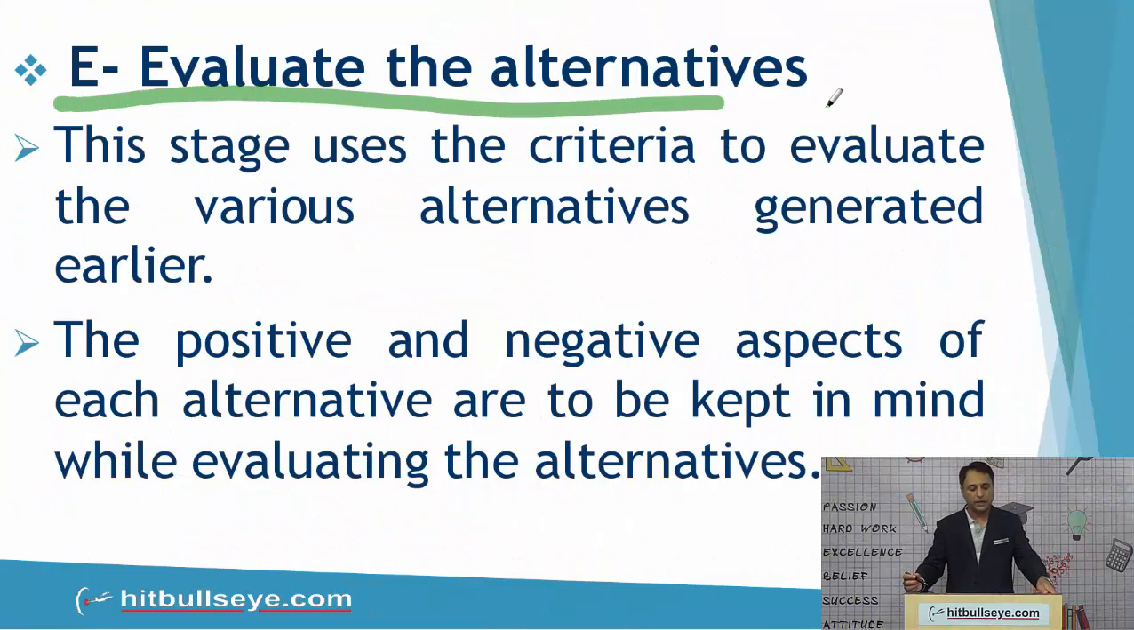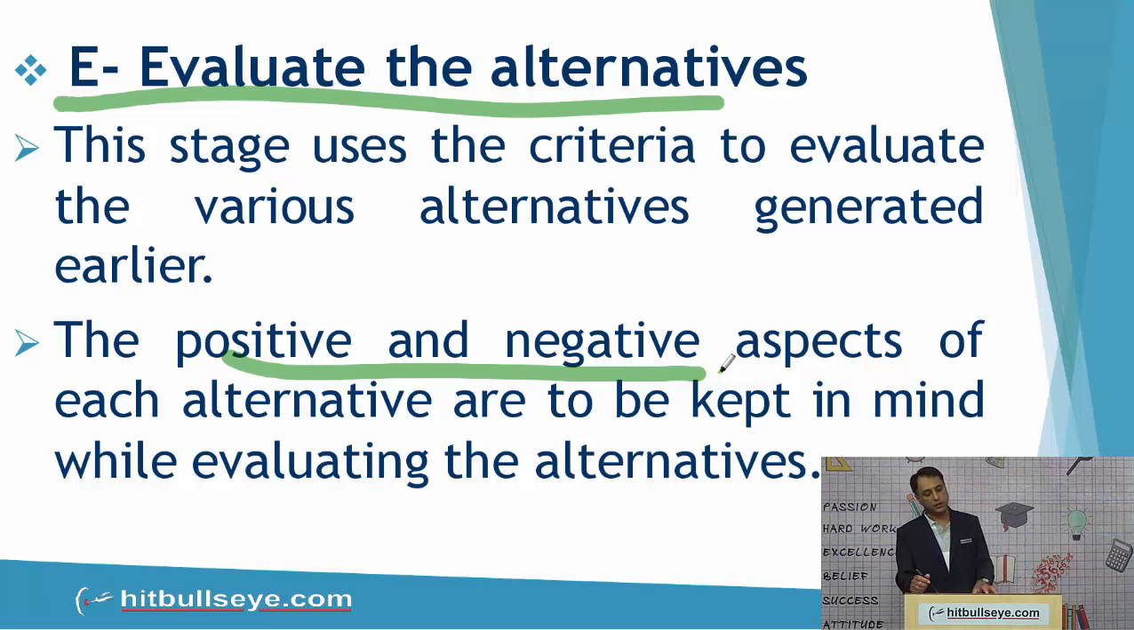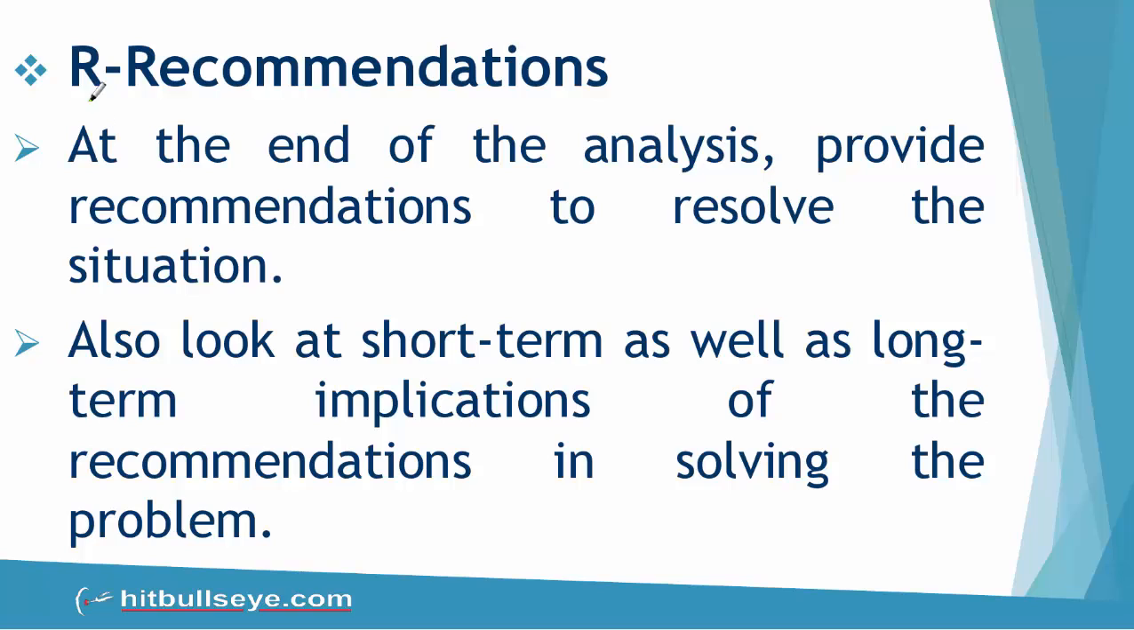Next is E, evaluate the alternatives. This stage uses the criteria to evaluate the various alternatives generated earlier. The positive and negative aspects of each alternative are to be kept in mind while evaluating the alternatives. So we look at the pluses, we look at the minuses, and we see which alternative is moving closer towards the solution. And finally, we have R, which is recommendations.